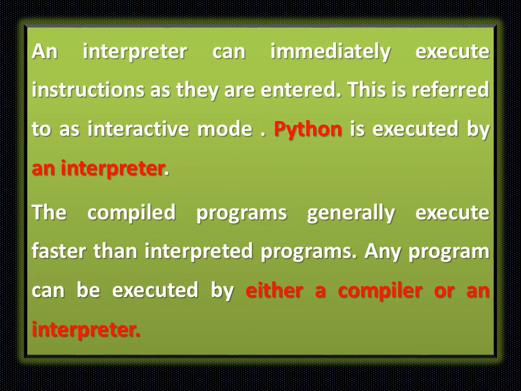Thus, an interpreter can immediately execute instructions as they are entered. This is referred to as interactive mode. This is a very useful feature for program development. Python, as we shall see, is executed by an interpreter. On the other hand, compiled programs generally execute faster than interpreted programs. Any program can be executed by either a compiler or an interpreter.